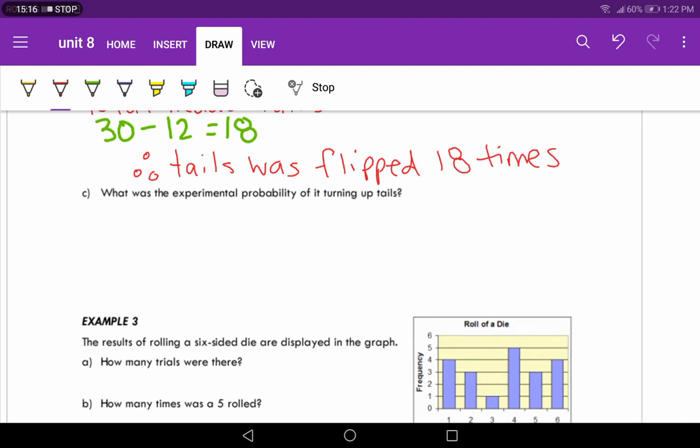Part C says, what was the experimental probability of it turning up tails? So again, all we have to do is use that original formula. So the probability of tails, we know that tails came up 18 times out of a total of 30. Okay, this is going to be equal to 3/5.